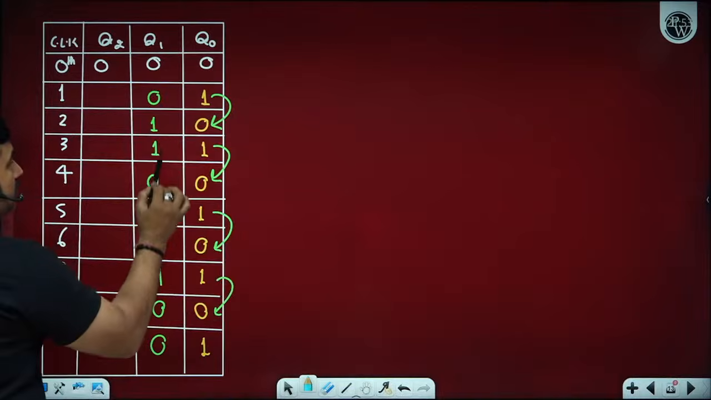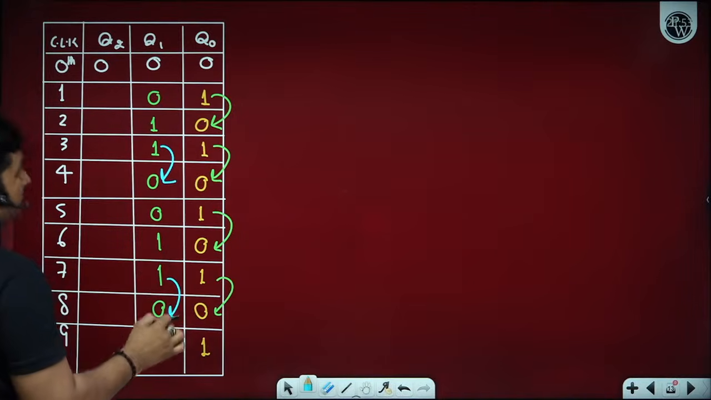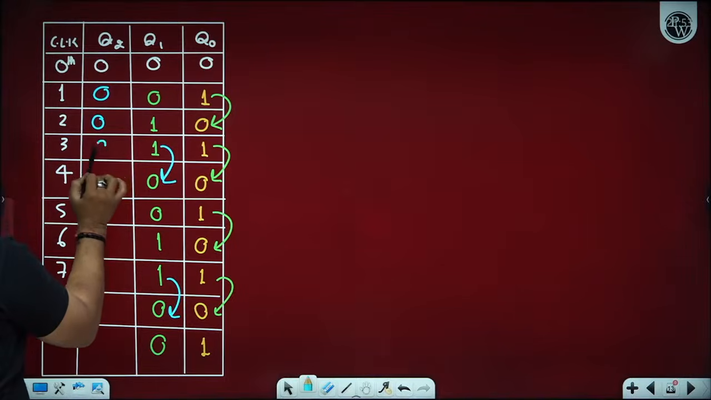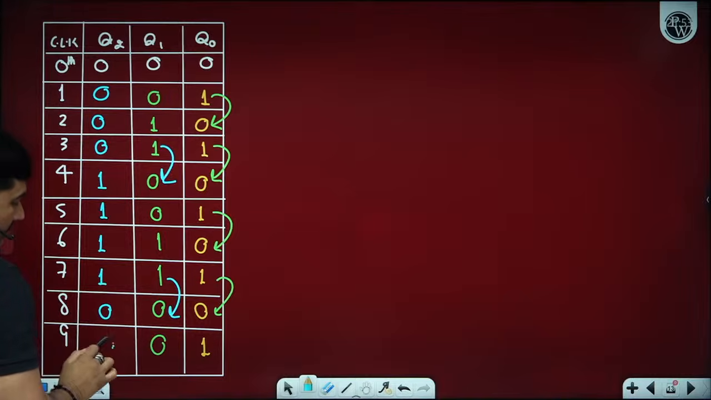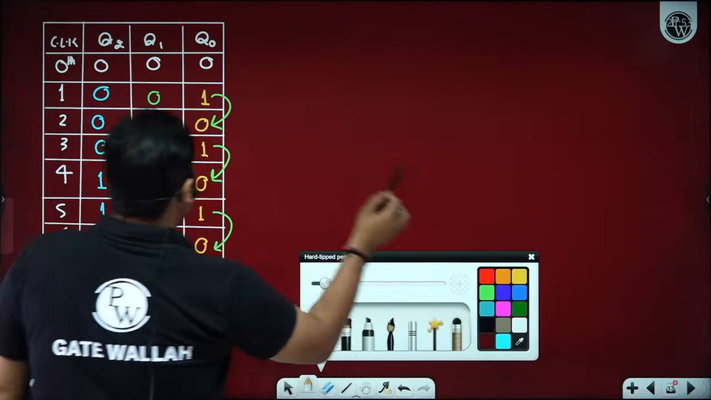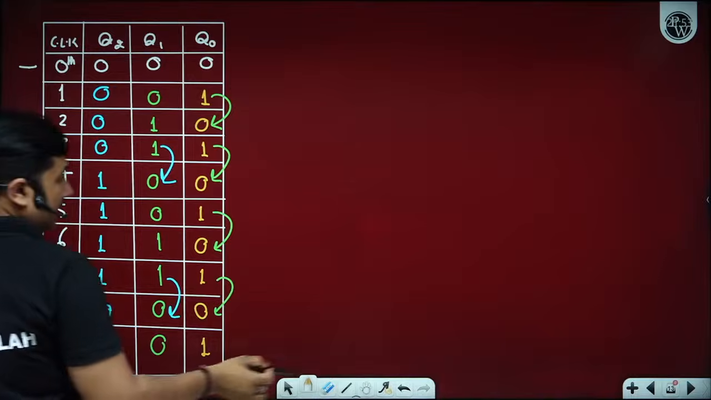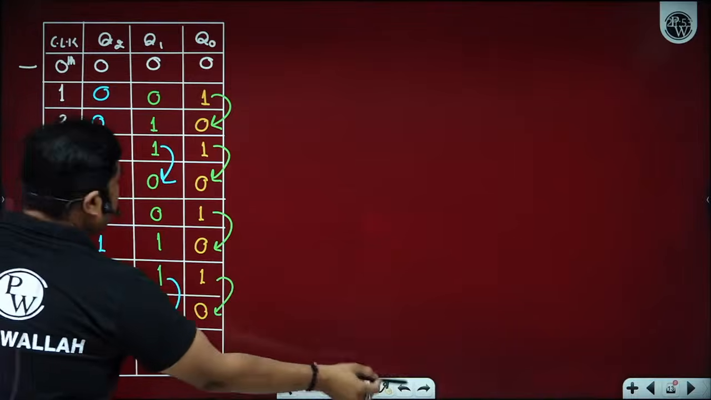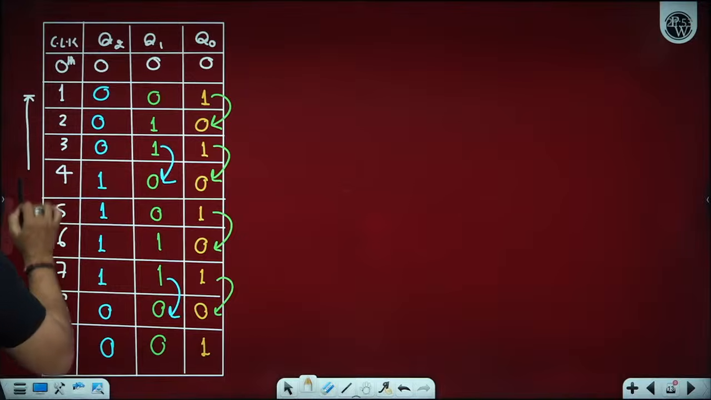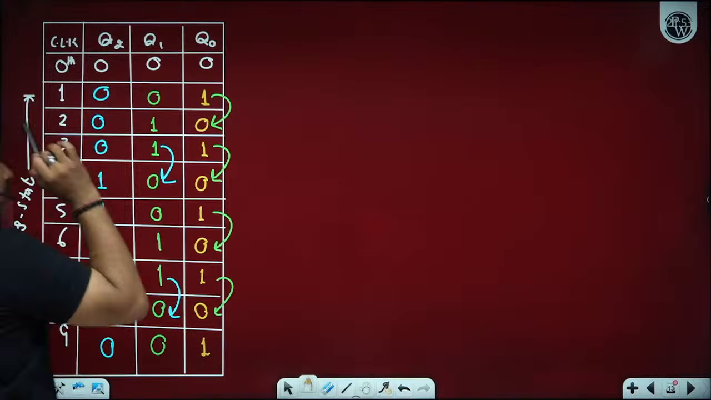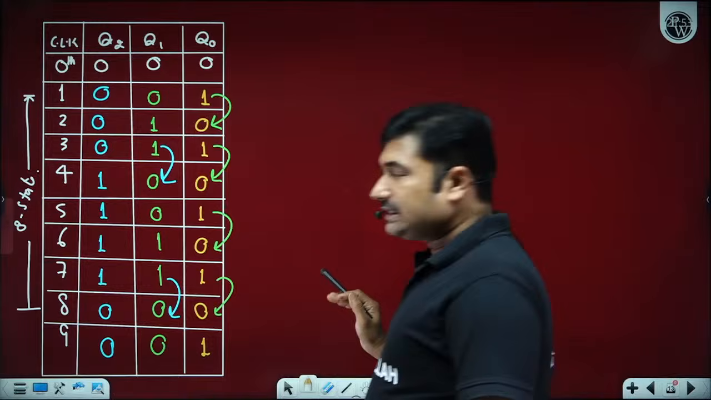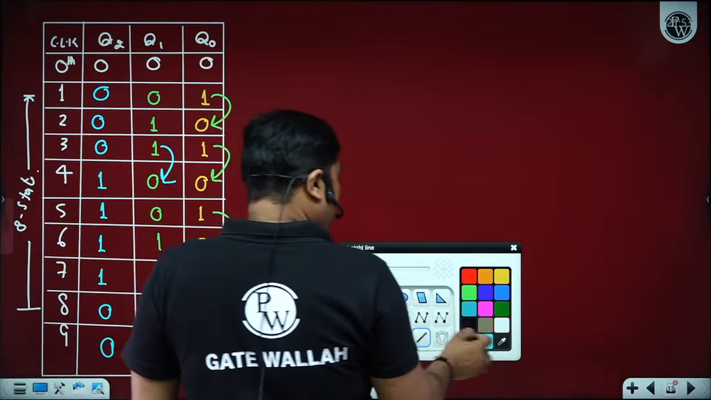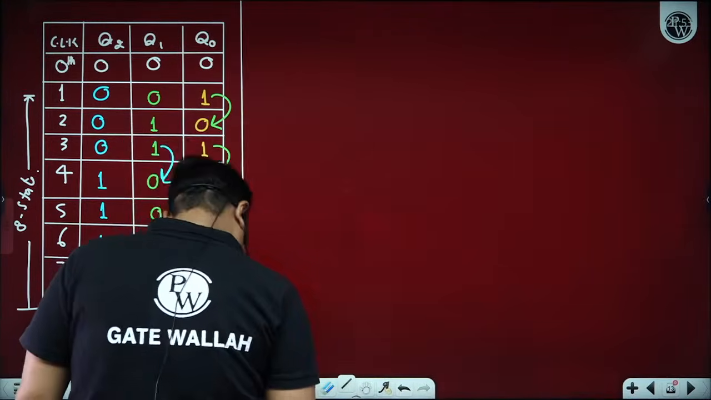Now Q2 toggles only when Q1 changes its level from 1 to 0. So that indicates we have 8 different states, and the states are always counted after applying the clock pulse. So how many total number of different states? 8 states. So this is your mod 8 up counter. There is no doubt in this. How many of you able to understand? Great, sir. Let's try to understand with the help of the timing diagram once again.